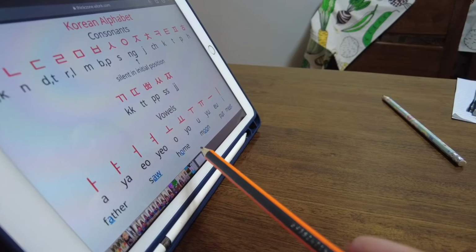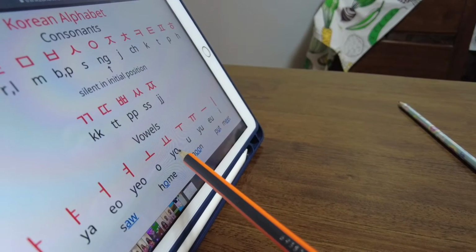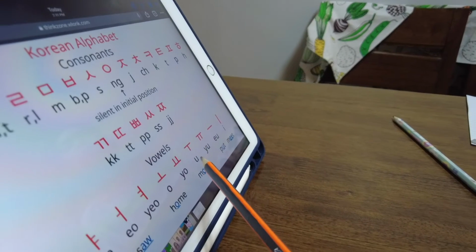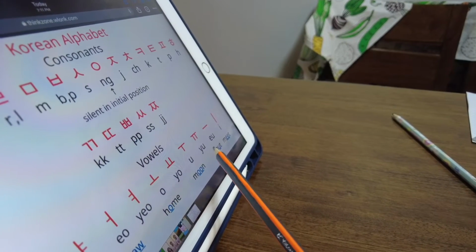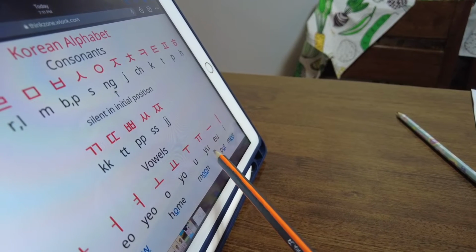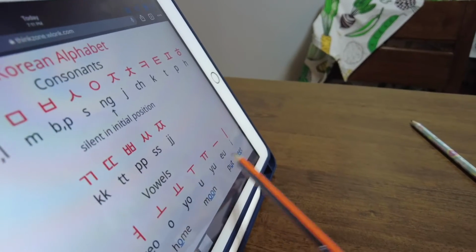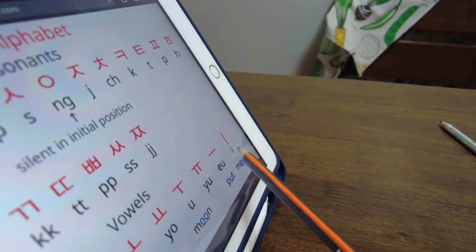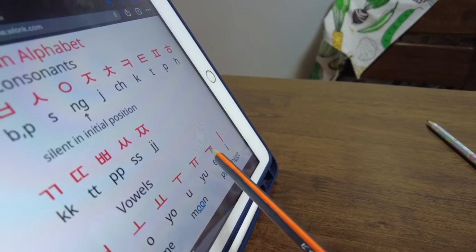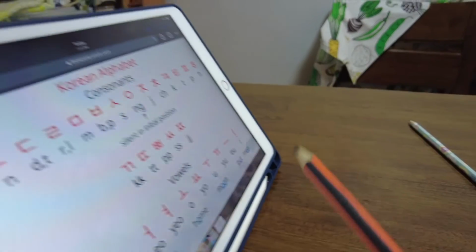Yo. Then how does it sound? Yo. Yo. U. Next, the double. This one. U. How about this? You. E. English doesn't have this vowel, so it's going to be a bit difficult for you. E. Okay. Let's read again.